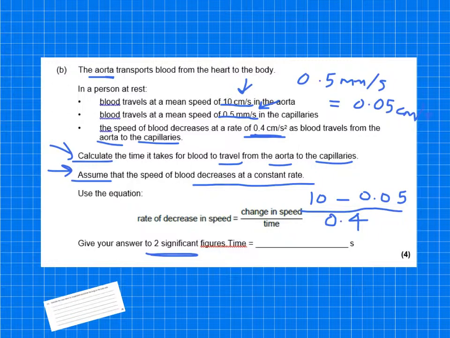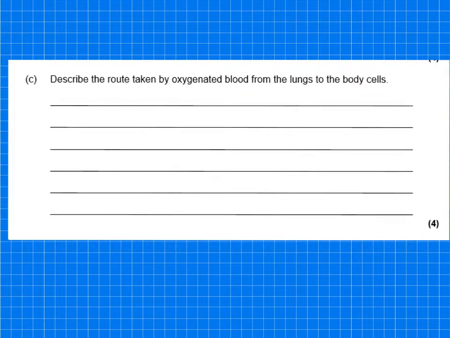And that will give you, and now it says give your answer to two significant figures. So in your calculator you would have got 24.875. Well, that's not two significant figures, so you're going to have to round it to two significant figures. So in this case it will be 25. If you put 24.875, you wouldn't get all the marks. Basically you get 3 marks, but it says to two significant figures you need to show it, and you get 4 marks.